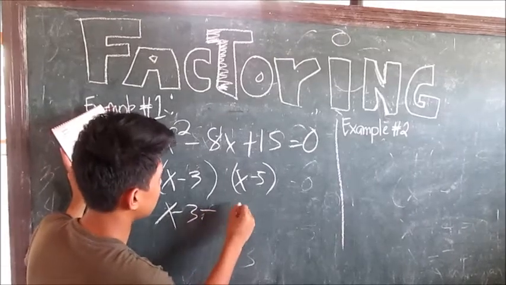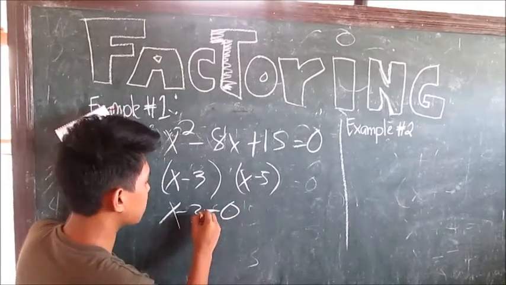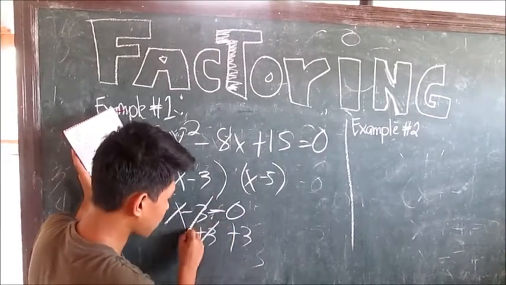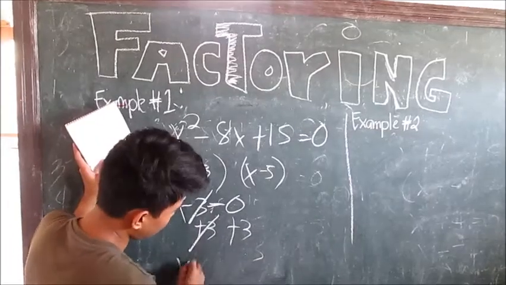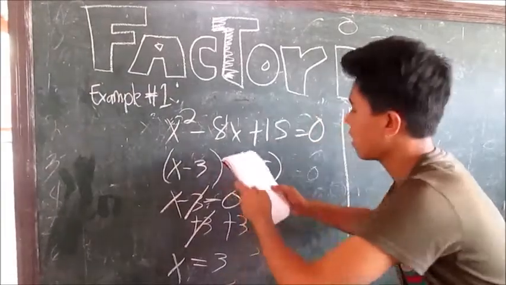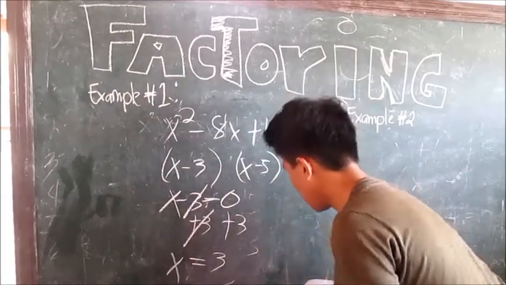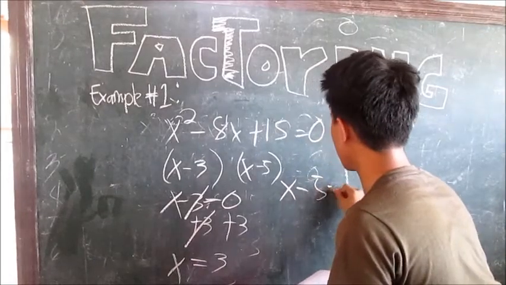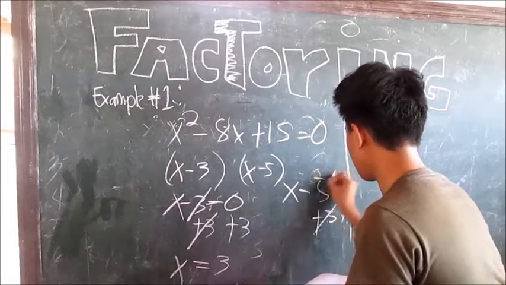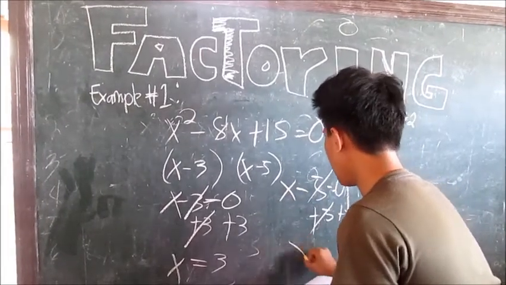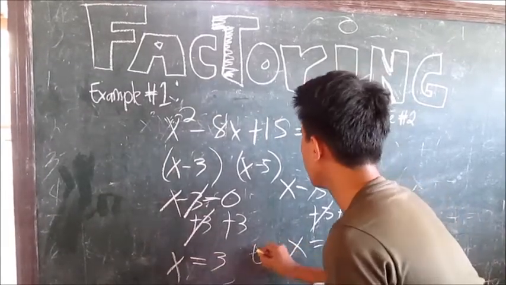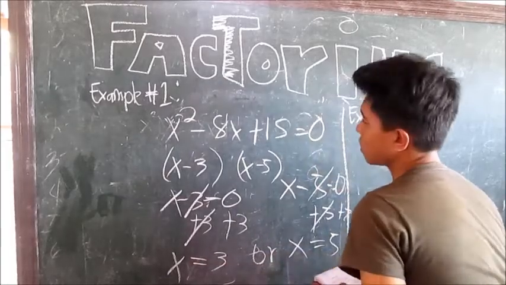x minus 3 equals 0, and let's put a positive 3 on both sides. Crush them out. So we have x is positive 3. And like this one, x minus 5 equals 0. Plus 5, plus 5, and crush this. So we have again x equals 5. So we have an equation: it's either x equals 3 or x equals 5.